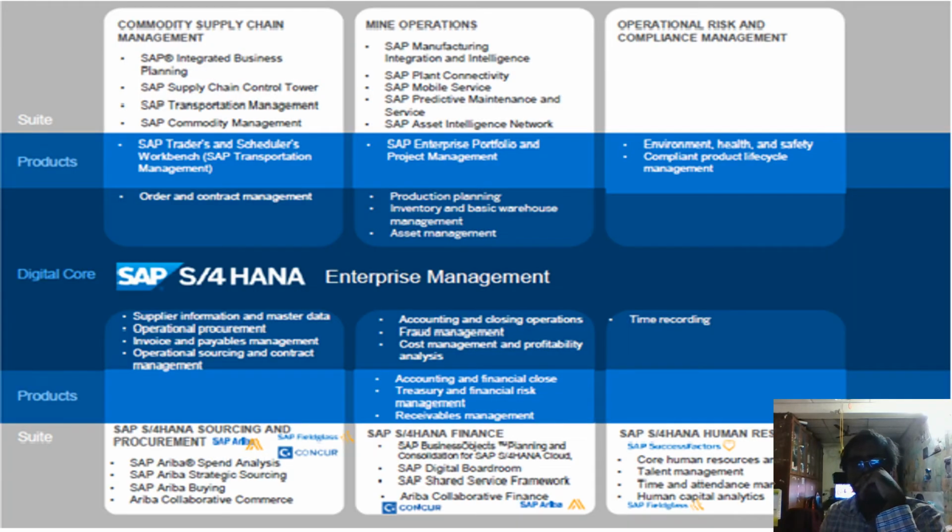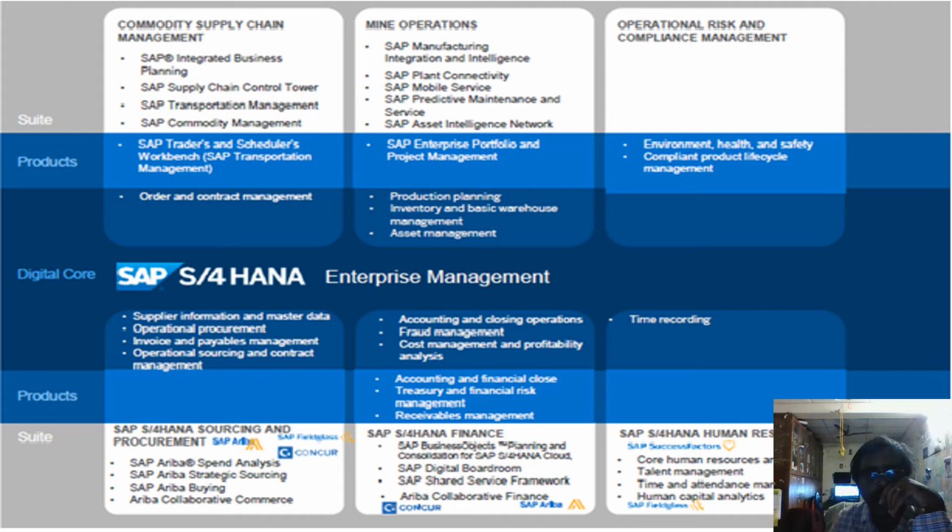And this is about the overall S/4HANA enterprise management for the mining industry. So we have commodity supply chain management, mine operations, whatever we discussed, and operational risk and compliance management. And then we have SAP S/4HANA sourcing and procurement, and then SAP S/4HANA finance, and then SAP S/4HANA human resources. So we have a lot of things actually, and we have differentiated and highlighted the suites.